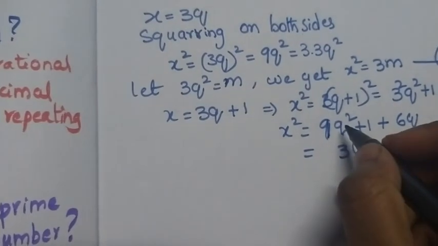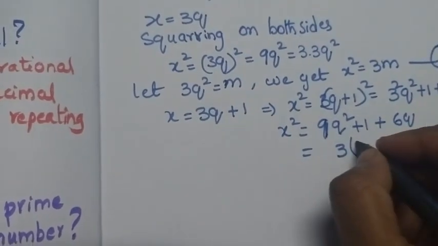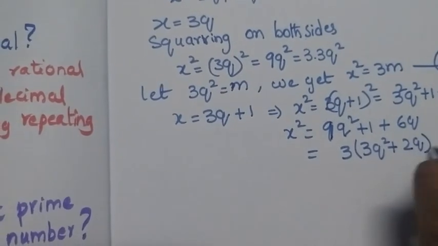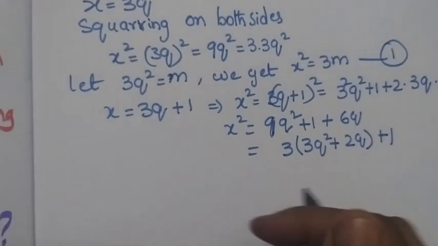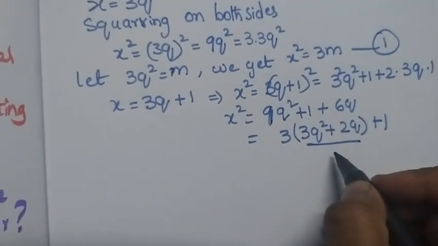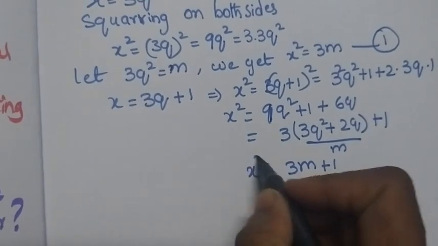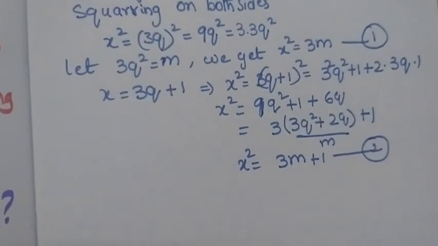After getting this one, we have to take out 3 common: 3q square plus 2q plus 1, here remaining constant. So I am taking this term as m. So we will get 3m plus 1, x square equal to. This is the second equation.